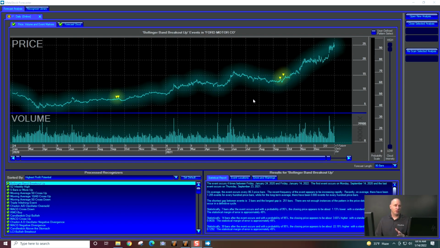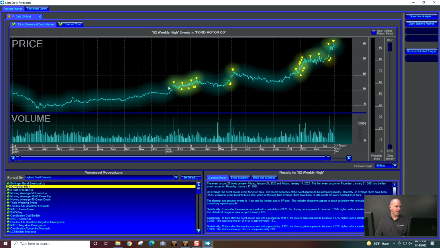Now that we're looking at the forecaster, let's look at the 52-week high. So down here we have what are called recognizers, and recognizers is when something happens. So if I click 52-week high, I can see all the times that Ford has hit its 52-week high. Now, these are not buy and sell signals here. These are whenever a 52-week high has happened. So we can see it's hitting 52-week high fairly consistently here, and it's happened a lot over the last year.